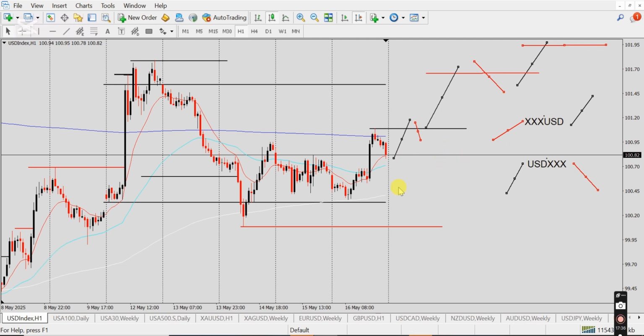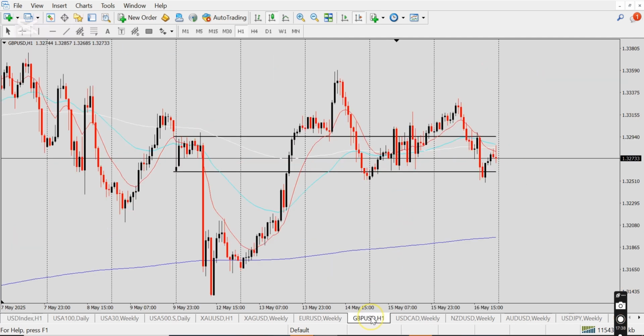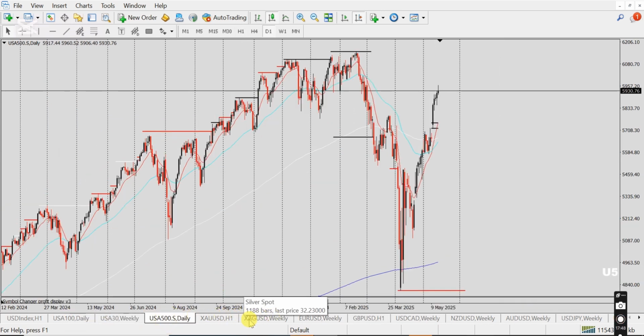So you guys need to stay in touch so we can look at GBP USD together, USD CAD, GBP CAD, Euro CAD. That's for the bigger events. And also we'll be looking at NASDAQ, SPX, and gold.